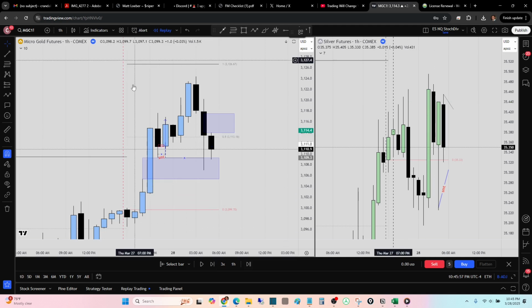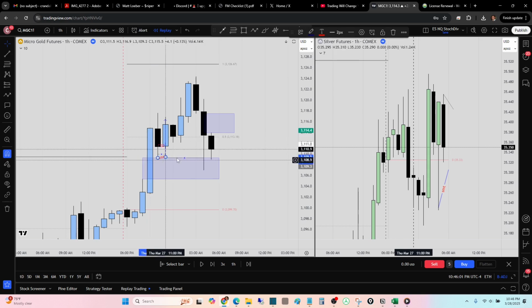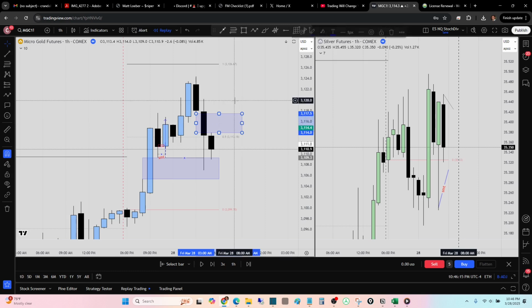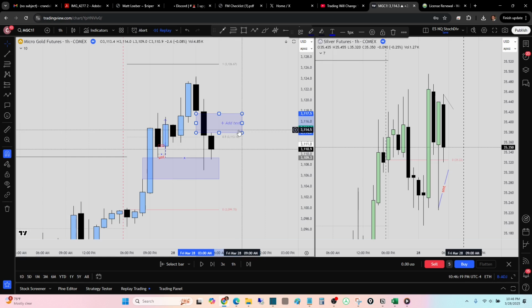At Asia, we had this big expansion candle, which created this fair value gap down here before London opened, which was here. London, 3 a.m. here. You can see it raced back down to this fair value gap, mitigated it, and created this fair value gap here. So this is a 1 hour fair value gap that has not been tapped yet.